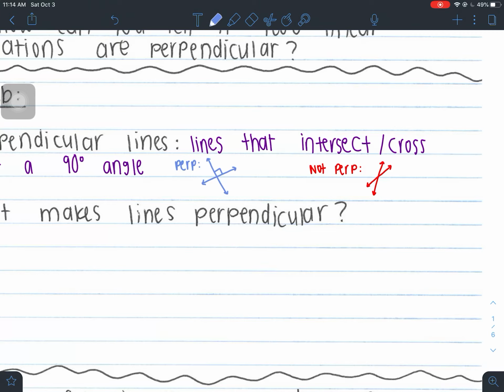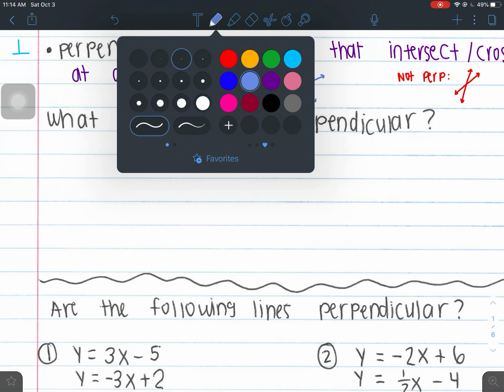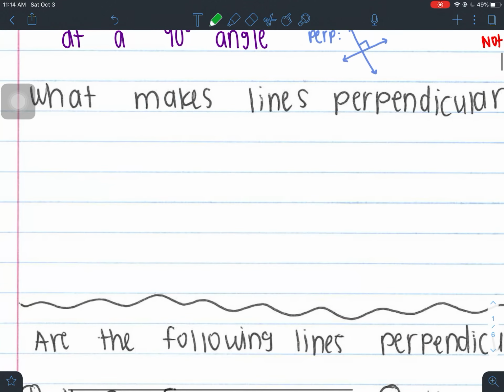Now, we're not in geometry. We're not measuring angles. We're not doing anything with degrees. So how can I tell algebraically if two lines are perpendicular? Well, again, just like with parallel, you're going to look at their slopes. But the slopes of perpendicular lines are not going to be the same. They're actually going to be called opposite reciprocal slopes. So I'm going to go ahead and explain what that means in a second. We're going to go ahead and just write that down.